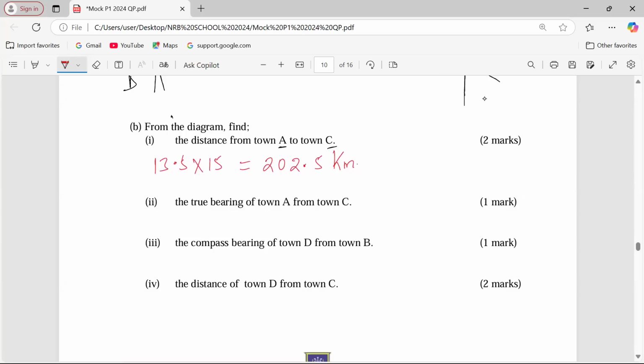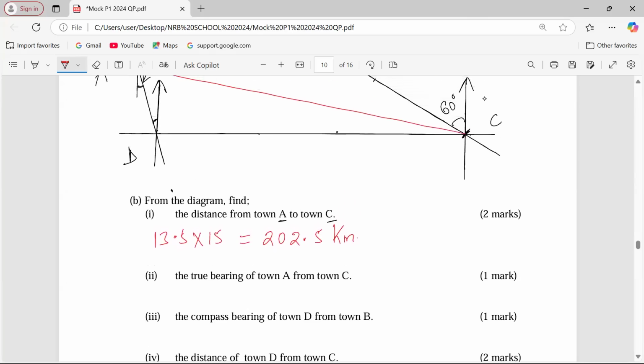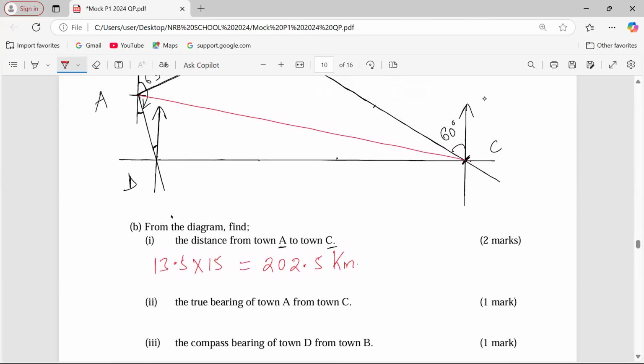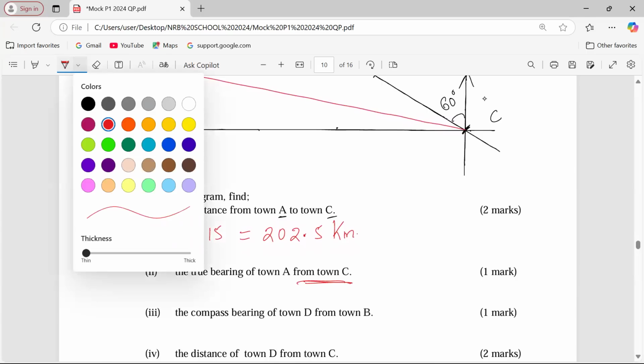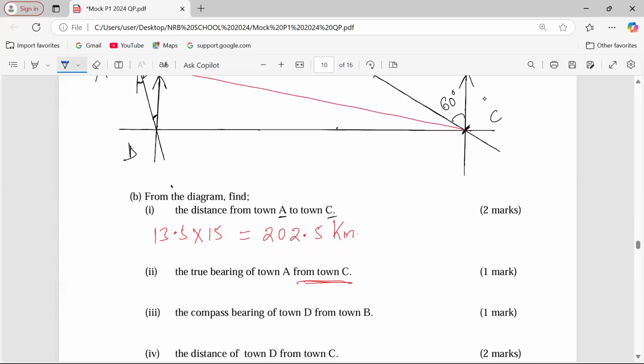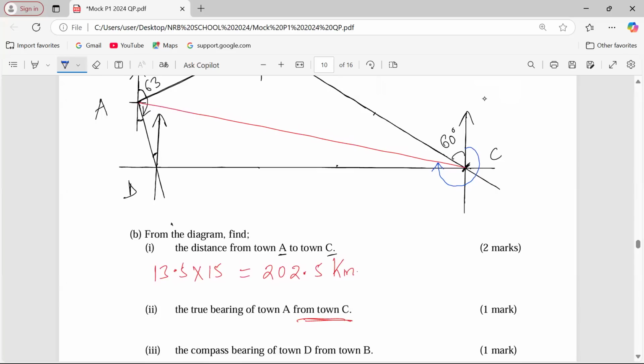True bearing means we are measuring the angle strictly from the north and in the clockwise direction. So the angle that we need in our case now, and remember, it is A from C, not C from A. So A from C means we stand at C and we measure the whole of this angle from the north in the clockwise direction.